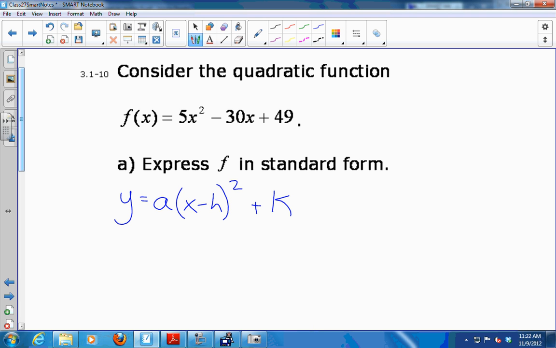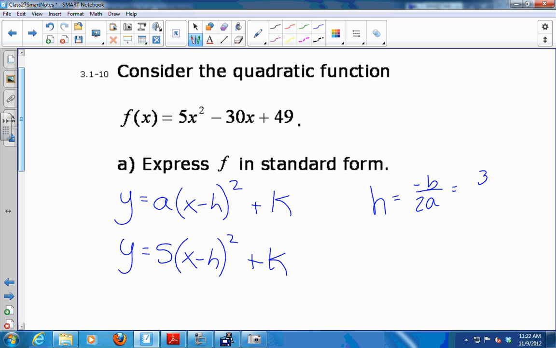A I get for free because a in the 2 forms is the same number, right? So what is a? 5. So I have y equals 5 times x minus h squared plus k. And now I just need to know h and k. How do I figure them out? Negative b over 2a, yeah. H, the x coordinate of your vertex, is negative b over 2a. So I get 30 over 2 times 5, which is 3.